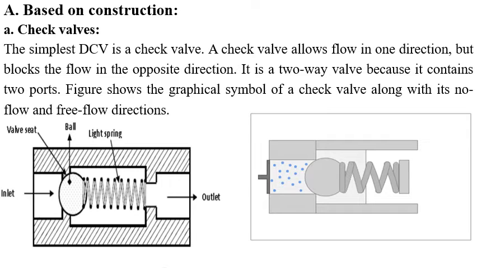Okay. The main function is, first, to allow the free flow in one direction, and second, to prevent the flow in the opposite direction, since they block the reverse flow of the fluid. Hence it is also called a non-return valve or unidirectional valve.